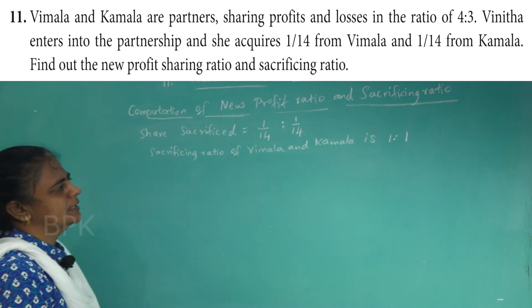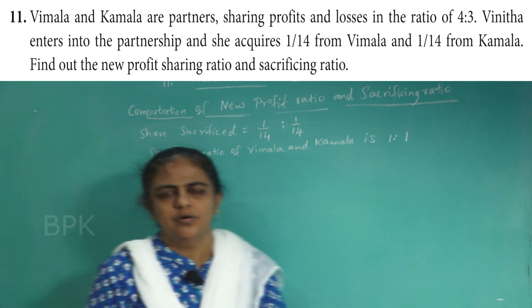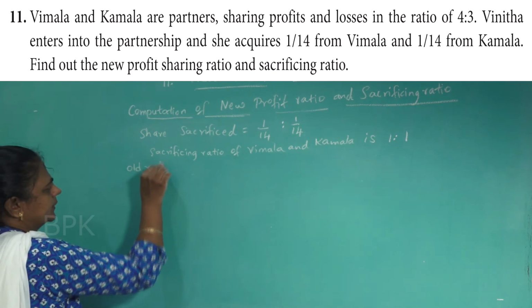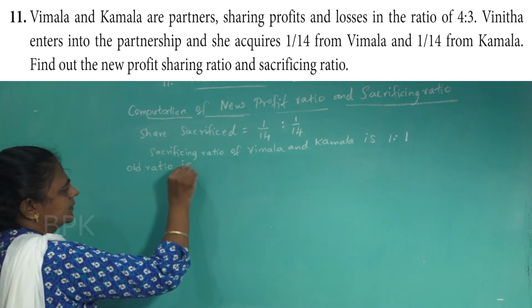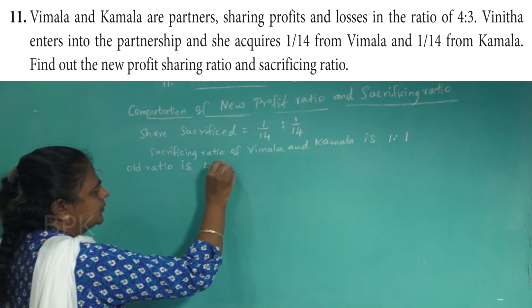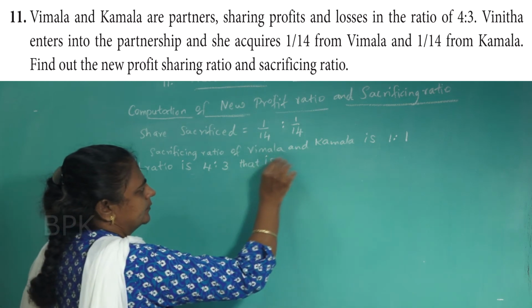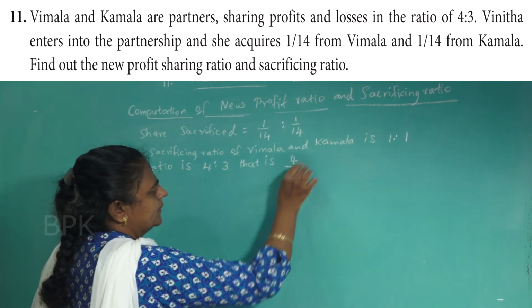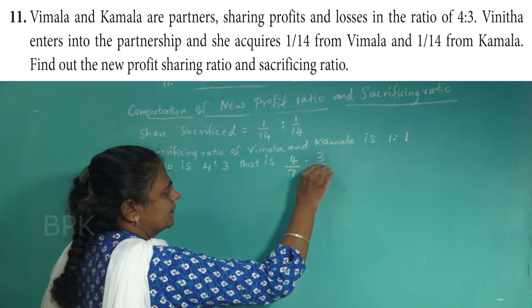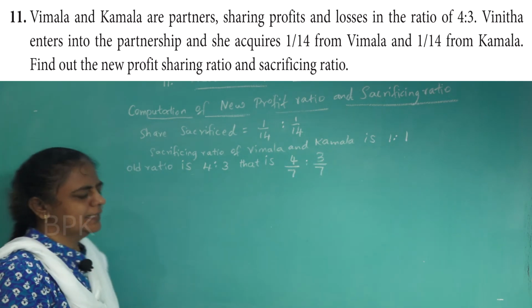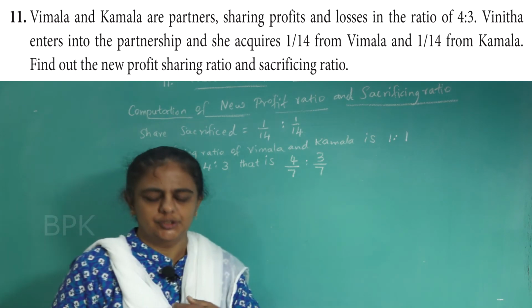Then what else is given? Old ratio is also given. Old ratio is 4 is to 3. That is 4 by 7, 3 by 7. This is the old share. Now, what you have to calculate? You have to calculate the new profit sharing ratio.